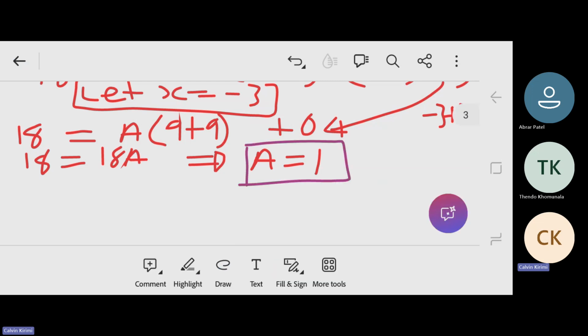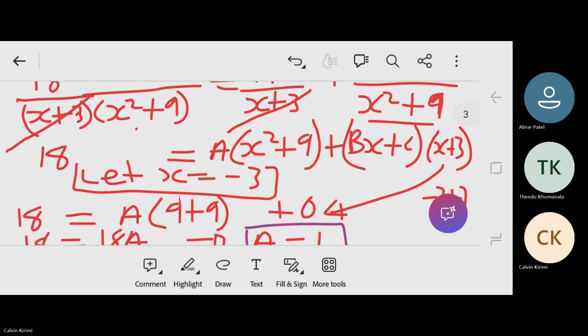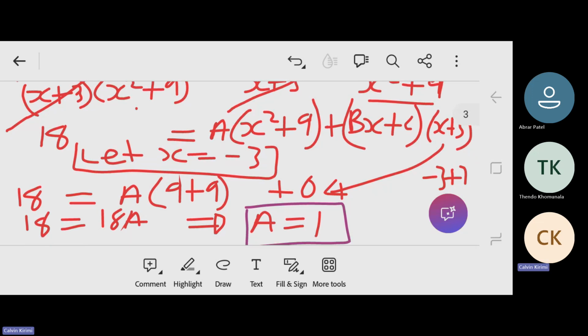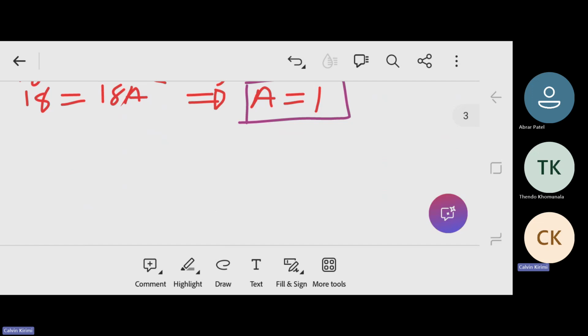Then we continue again, eliminating. If we know that A is 1, then if we let x equal to 0, we are going to eliminate B. We know the value of A already, then we can solve. So let's go with x equals 0.